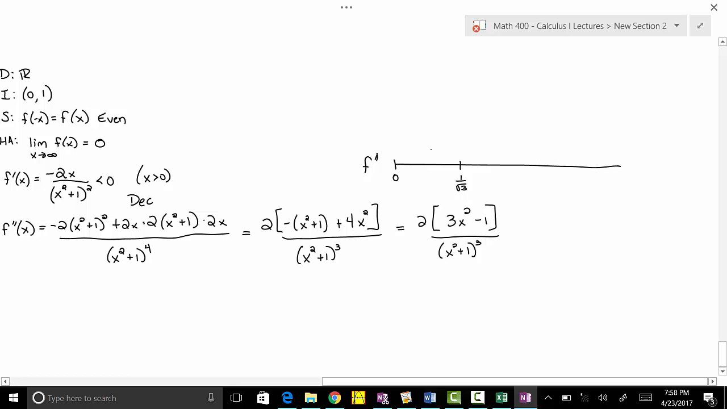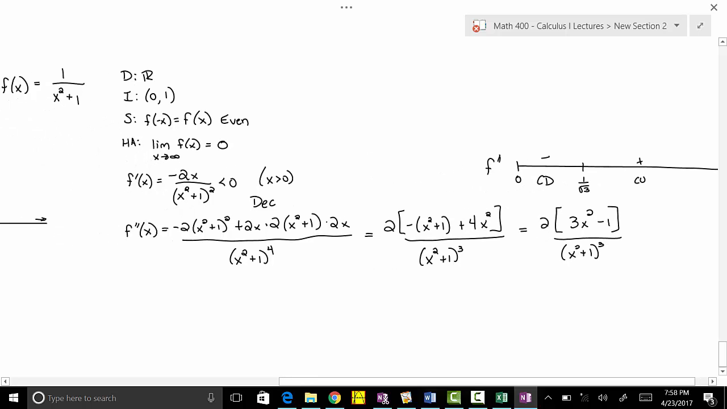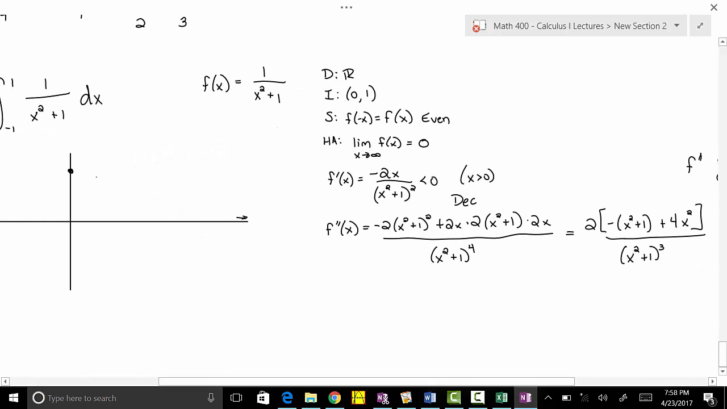So you can plug in any number less than 1 over root 3 into the second derivative. I'm going to put in 1/10 because that's less than 1 over root 3. If you do 1/10, you get 0.03 minus 1, which is negative. Over positive, it's going to be negative, or concave down. And if you plug in any number greater than 1 over root 3, like a 1, you get positive, so it's concave up. So I know it's decreasing. Initially, it's concave down, and then it switches at 1 over root 3 to being concave up.